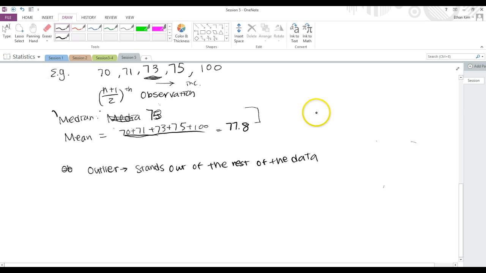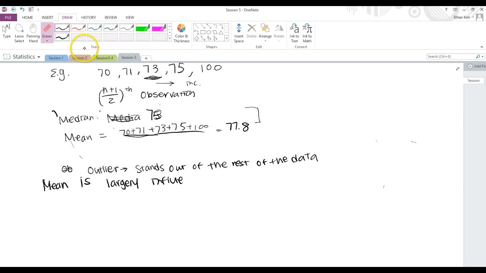So let me just write that down. Mean is largely influenced by outliers. Sorry, I'm really bad with spelling. Okay, that's good. Influenced by outliers.